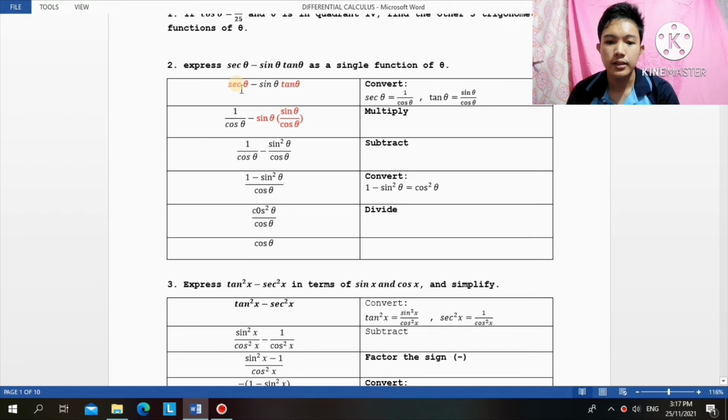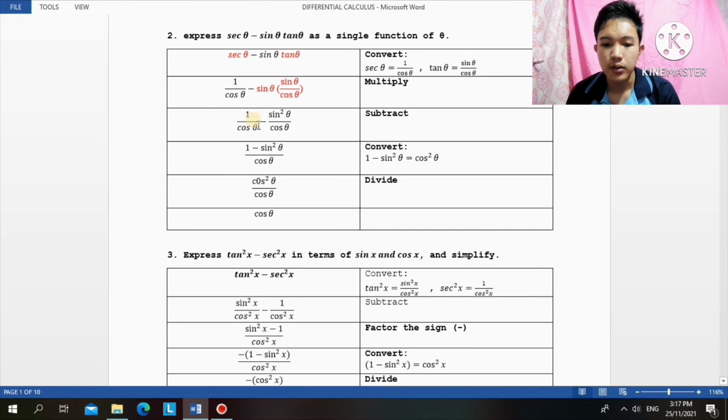Problem number 2. Express secant theta minus sin theta tan theta as a single function of theta. So, secant theta minus sin theta tangent theta. Convert secant theta into 1 over cosine theta and convert tangent theta into sin theta over cosine theta. Then, multiply sin theta to sin theta over cosine theta.